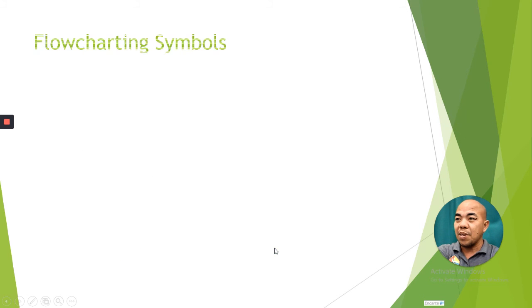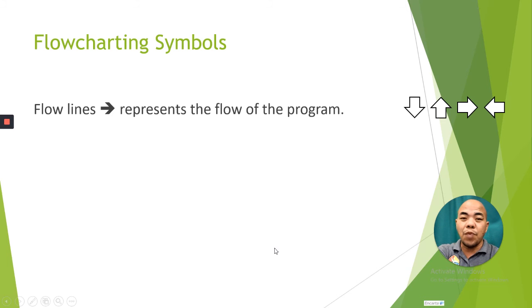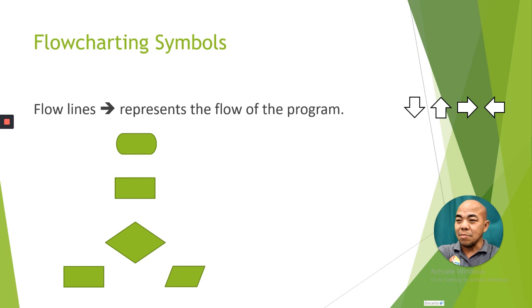Another one, we have a symbol named flow lines. It represents the flow of the program. Example here. This flow lines is represented by arrows, left, right, above, and up and down. So we have here the flow. It means to say from start, it goes through here. After that, it goes through here. After this, if it is true, it goes through here. If it is false, it goes through here. So that's how flow lines work.